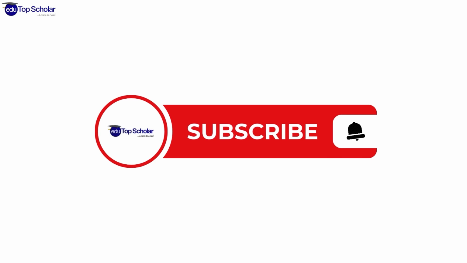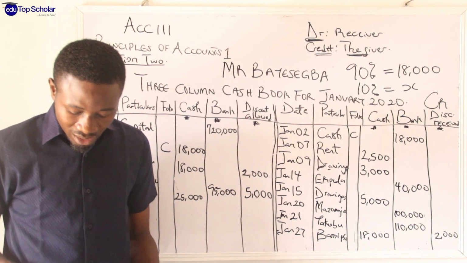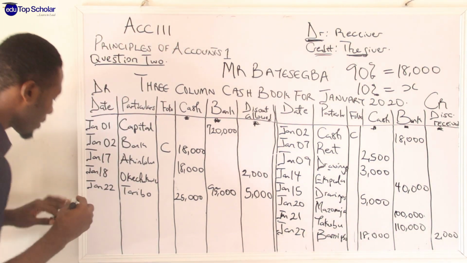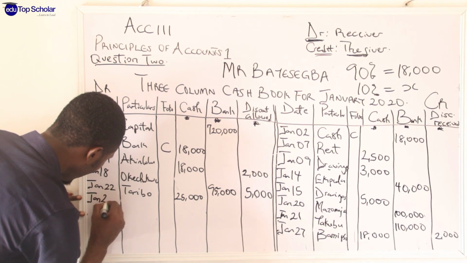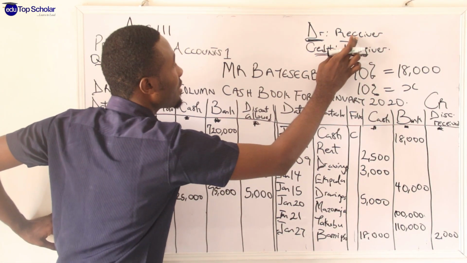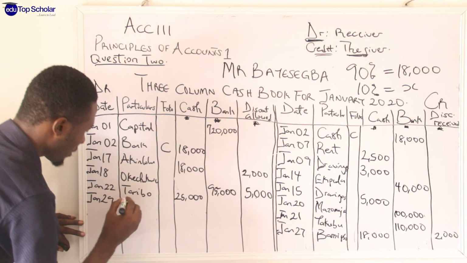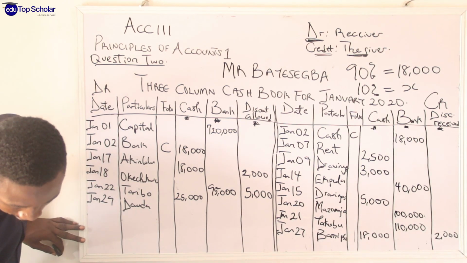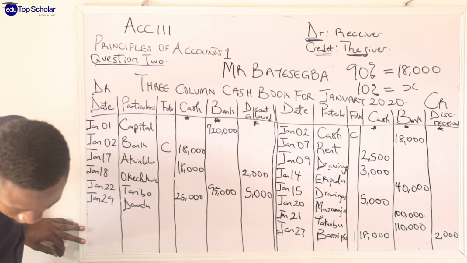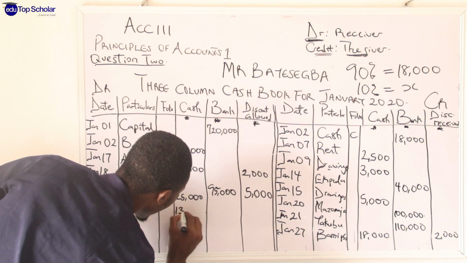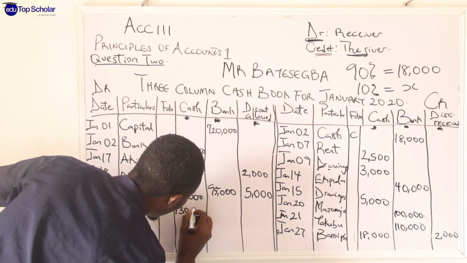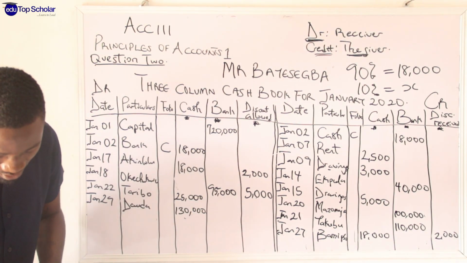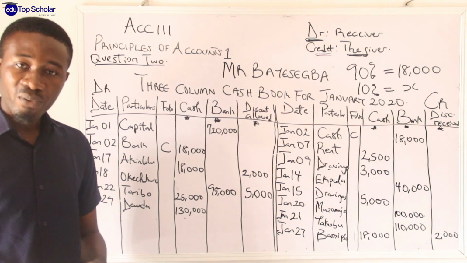The next entry is January 29, where he received cash from Dauda in full settlement of his account, 130,000 naira. Because we know that whenever we are receiving money, it comes to the debit side, we are debiting ourselves. Because Dauda paid us in full settlement of his account, he paid cash 130,000, so it's going to be recorded under cash as 130,000.